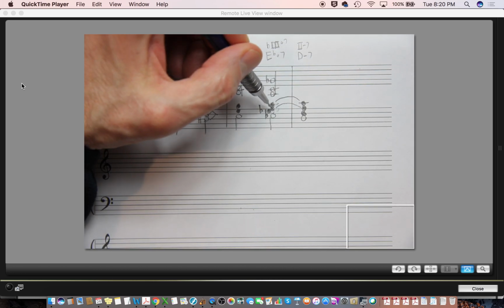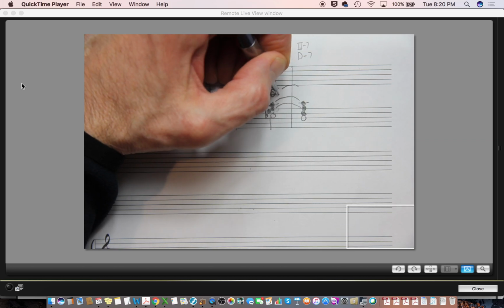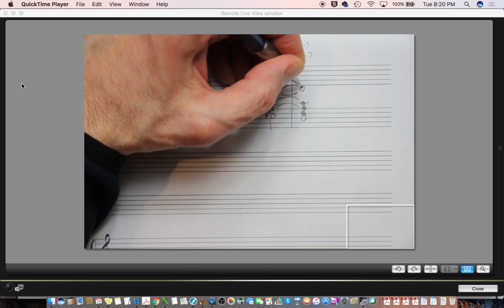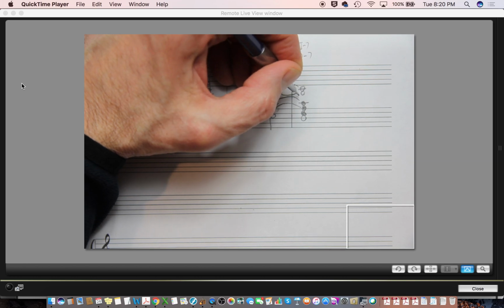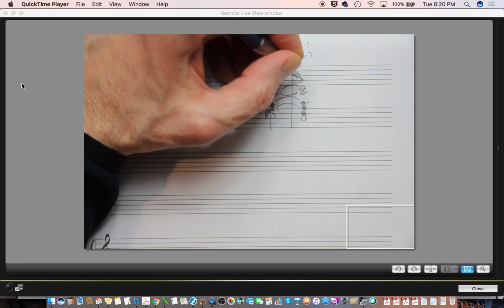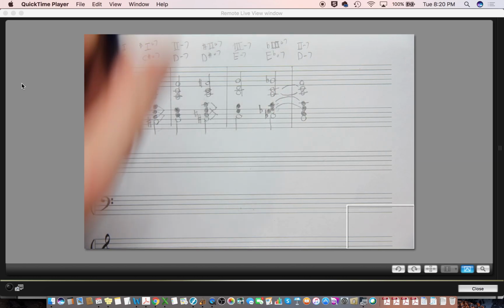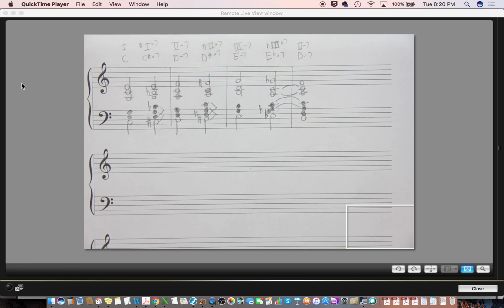And as you will see, the C and the A again are going to be common tones here, just like they were in the close position voice leading that I came up with, and the G flat will go down to the F. So that'll be some smooth voice leading.